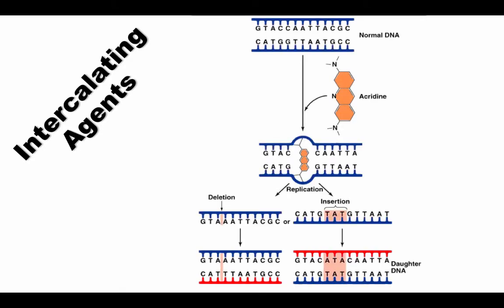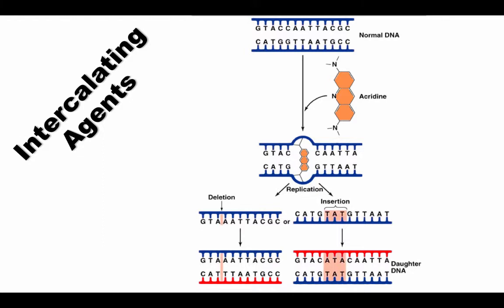All right, so in this picture right here, you see acridine orange, and here you can see that it's wedging itself between the two strands, and in effect, it causes distortions of the shape of both of the strands. So the positioning of the intercalating agents distorts the shape of the affected strands.